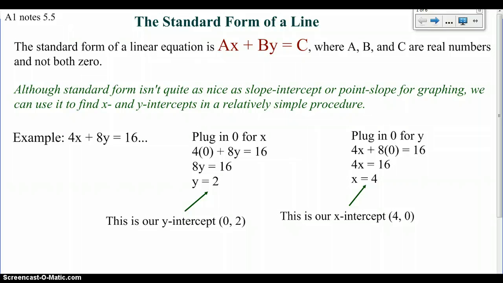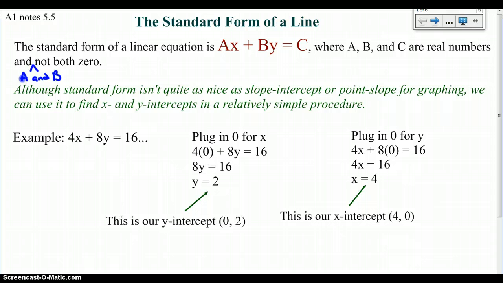It's written in the form ax plus by equals c, where a, b, and c are real numbers, and this is missing here, but a and b are not both 0. Had a couple little mistakes on this page. There's one of them. The second one's coming.